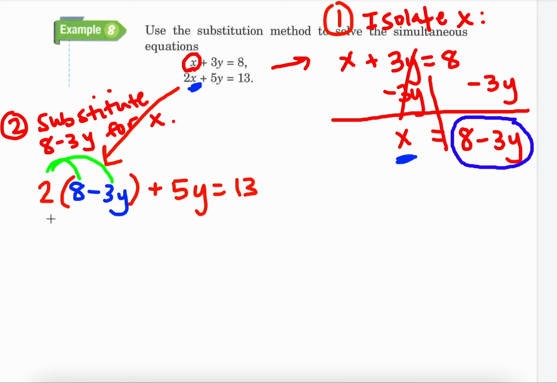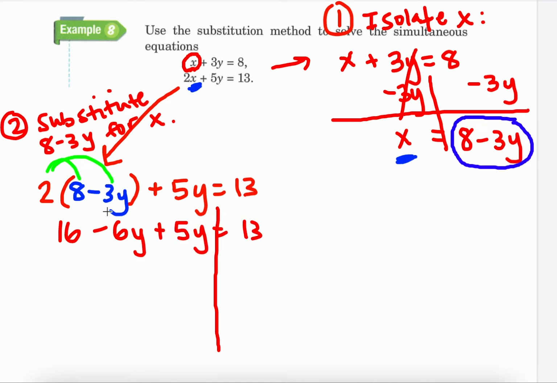Now we're going to actually do the work, because now instead of 2 variables, we only have 1 variable left. That was the whole point of it, was to get rid of that pesky x, because we can't do anything when we have 2 different variables, and replace it with a y of an equivalent expression. So now we can do regular math and solve this equation. Okay, 2 times 8 is 16. 2 times negative 3y is negative or minus 6y, plus the 5y, which we didn't touch, equals 13.